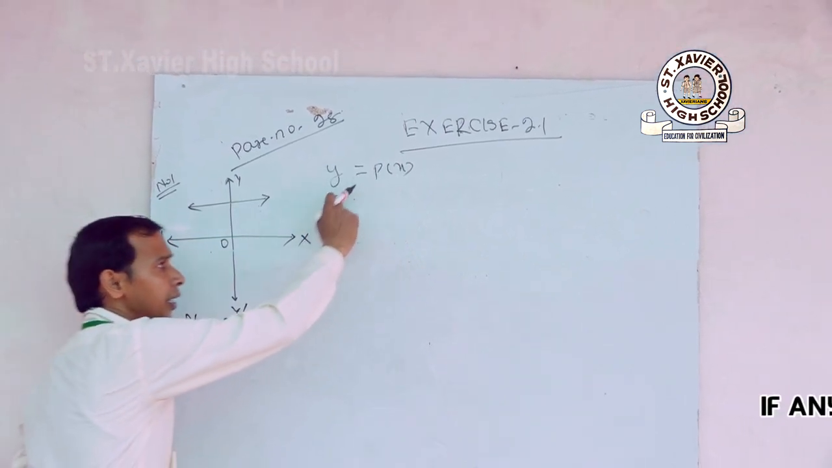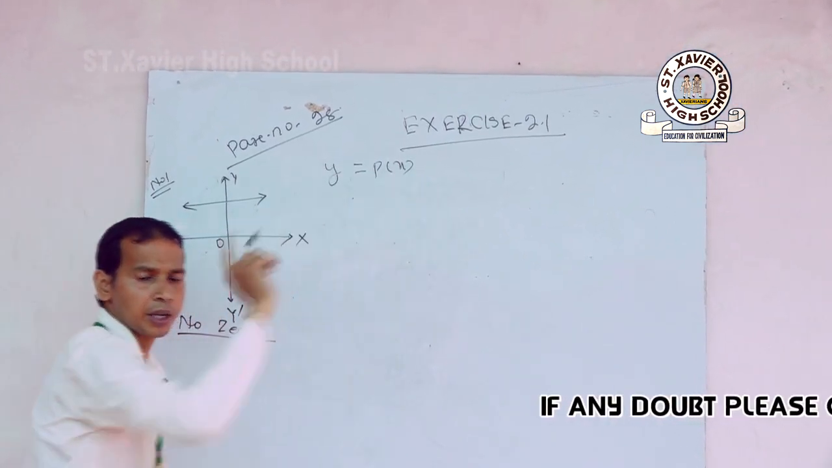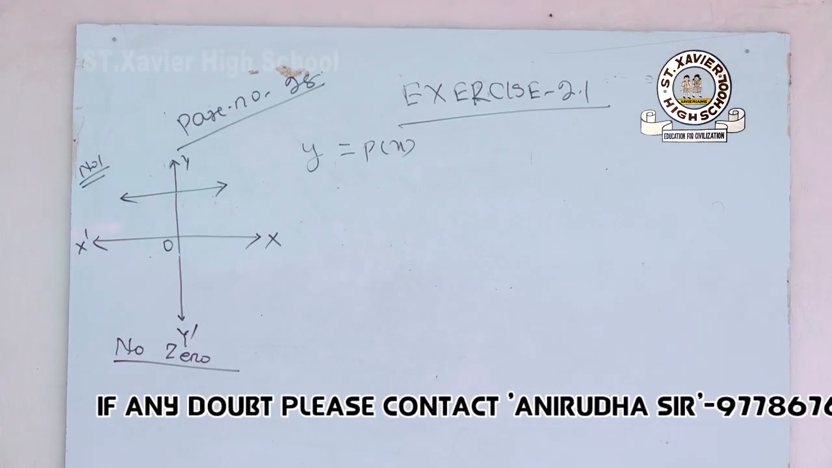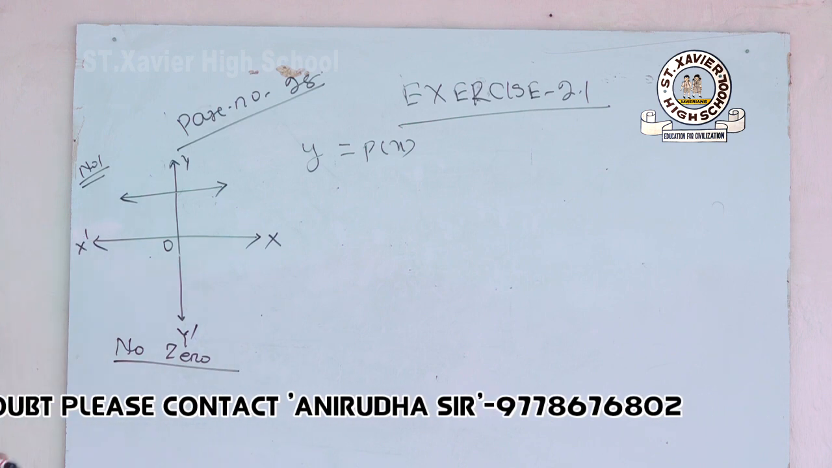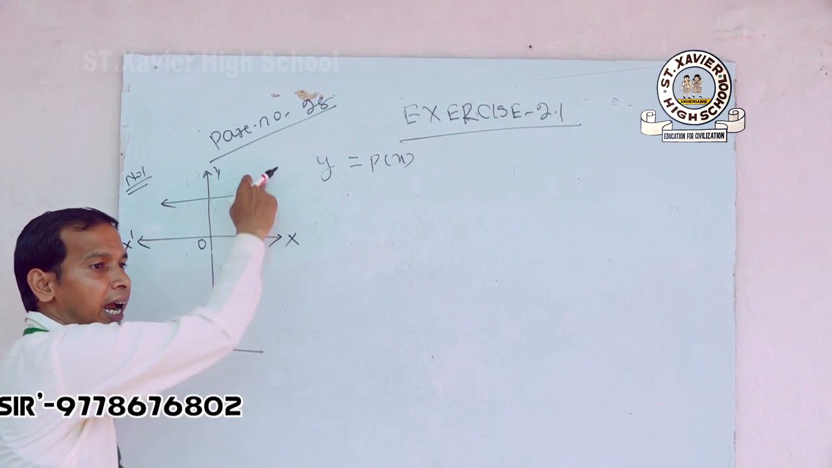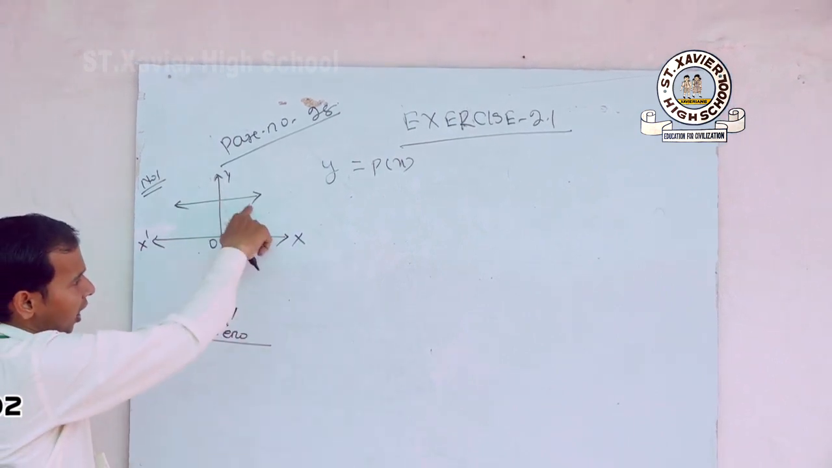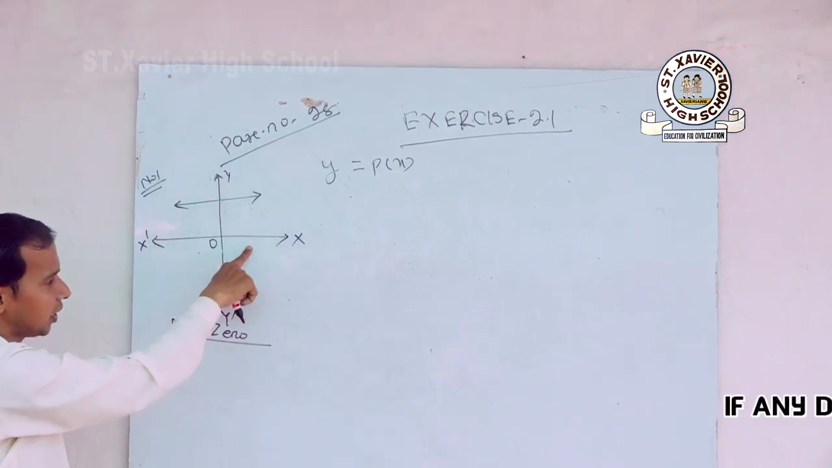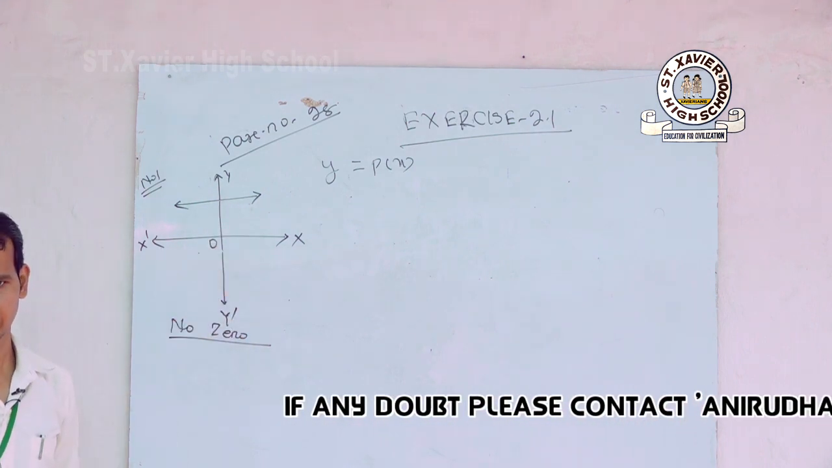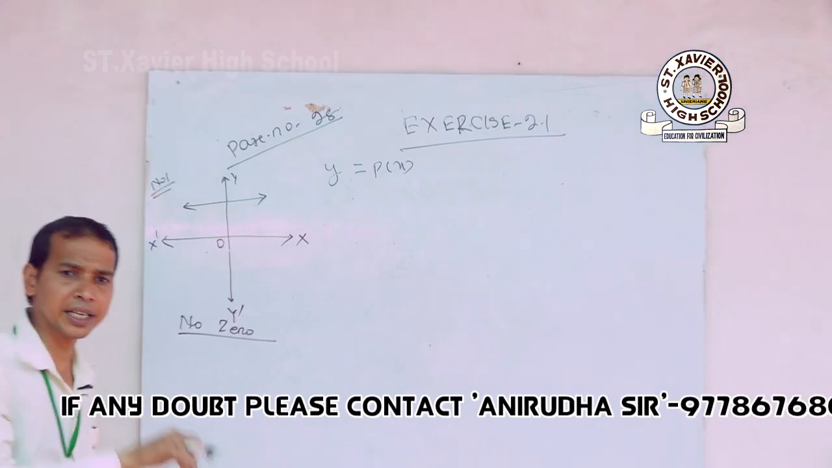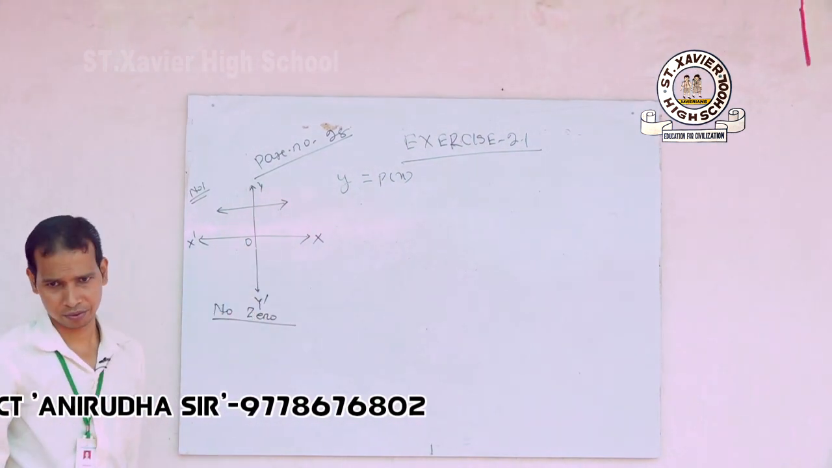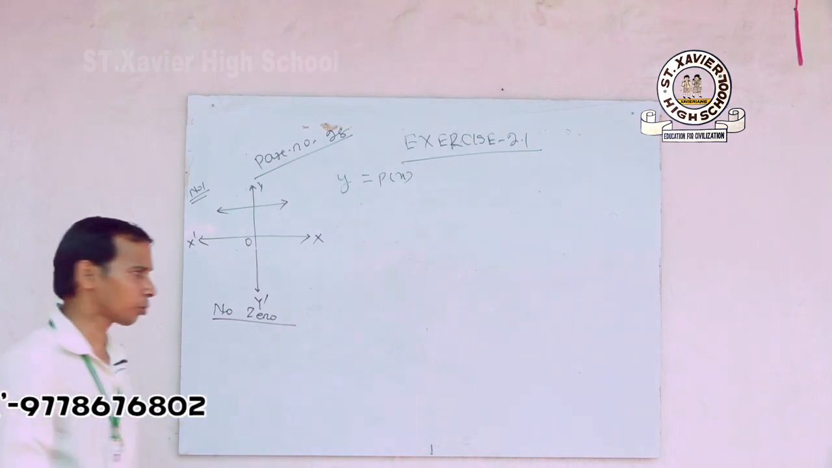Once more, y equal to p of x means we have to find the number of intersecting points of the x-axis and the graph line. Here there is no common or intersecting point. So there is no zero in this graph. Confirm this. Come to the second question.